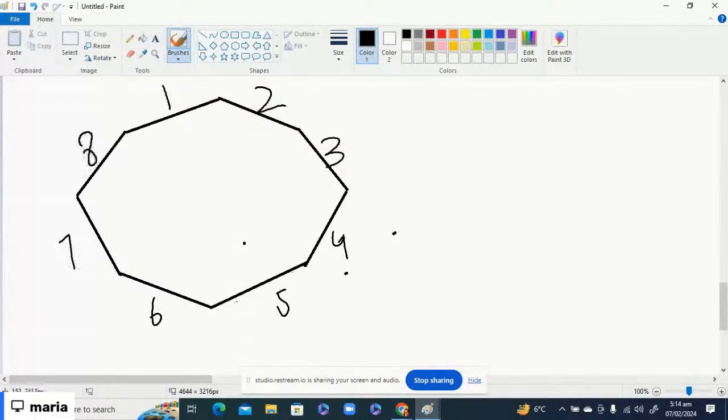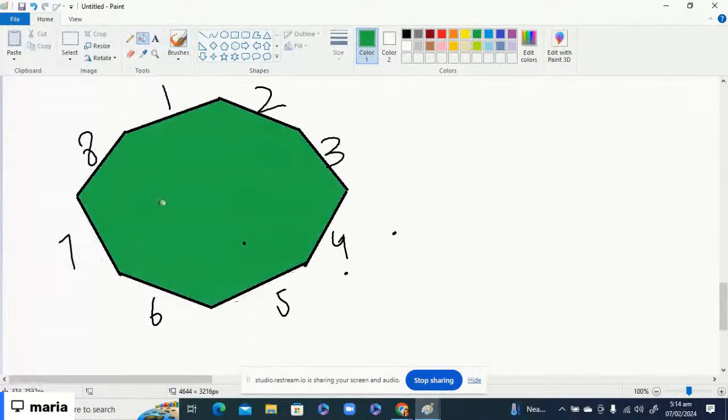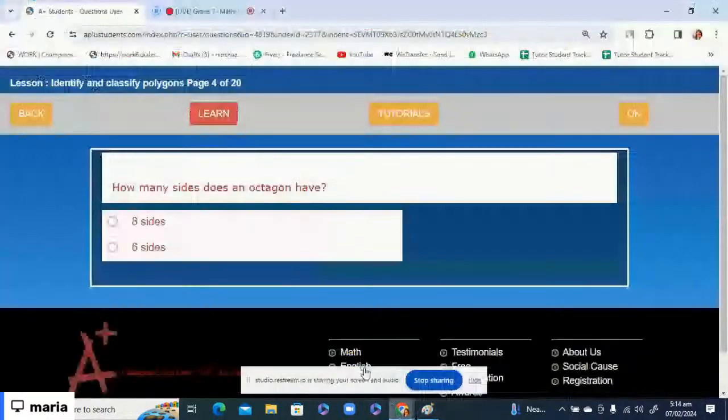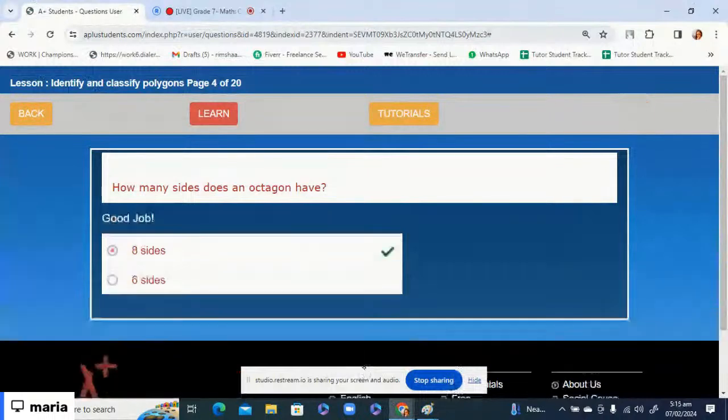So this is the shape of the octagon, and how many sides does it have? As we know, the octagon has 8 sides. Okay, so this is the shape of an octagon. So here is an octagon, how many sides? That is 8 sides. Okay.